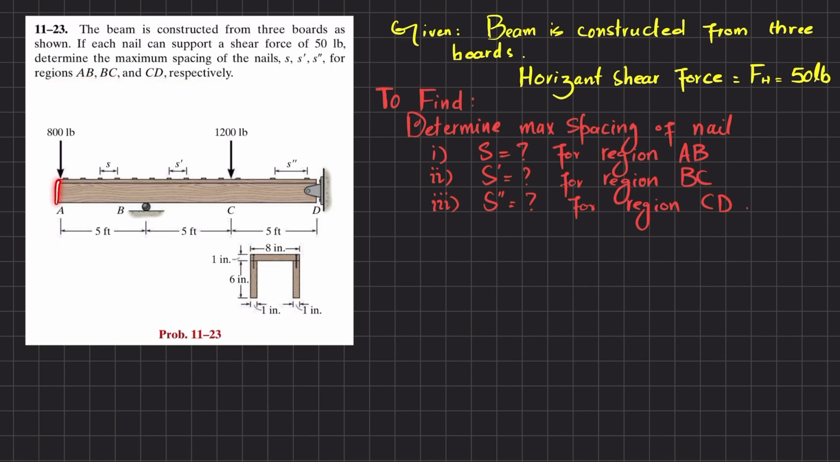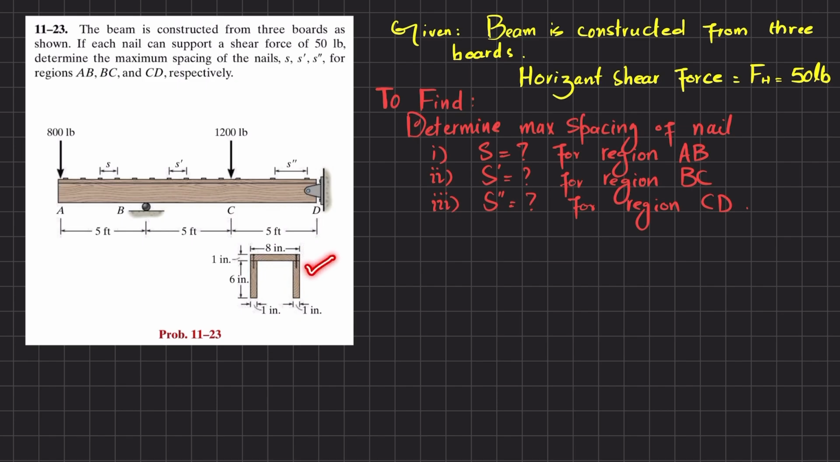So you can see this is the beam, and the load acting is 800 pounds, and at C it is 1200 pounds. So you have to determine the spacing between the nails. In region AB it is S, in region BC it is S dash, and in region CD it is S double dash. Clear? So let's start with the solution.